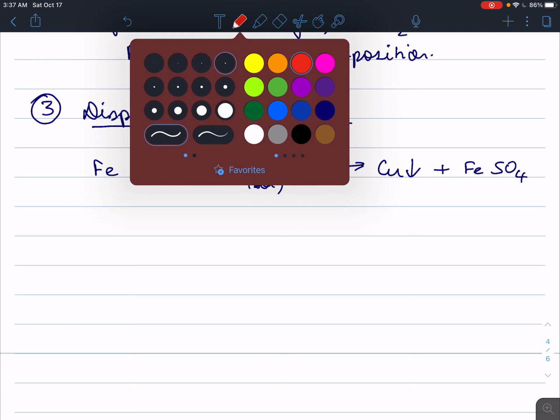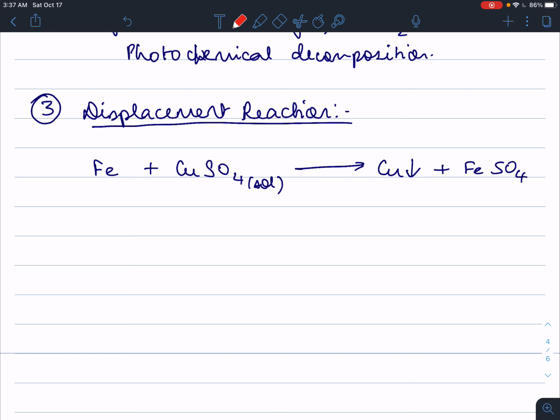Now, how do you see this? This is very easy to notice. Iron is a silver gray metal. Copper is a red metal. And copper sulfate is blue in color. Iron sulfate is green in color. So this is an experiment that you can do. Just drop a piece of iron into a copper sulfate solution and you can see this color change.